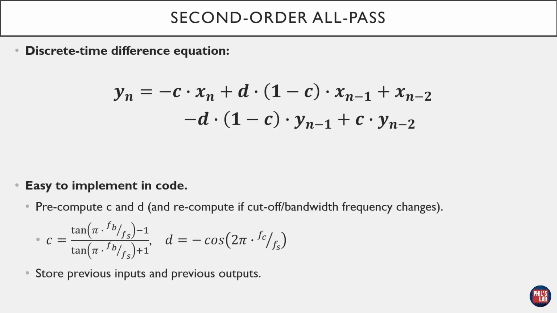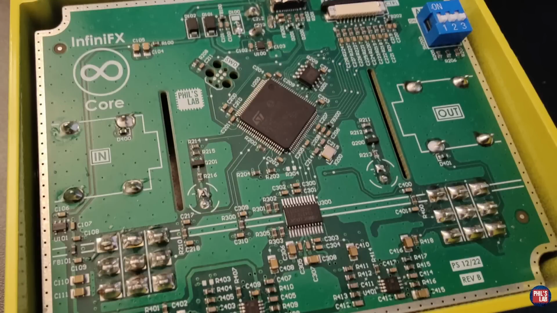Going again from the discrete time transfer function, we can arrive at a discrete time difference equation, which is the equation given here. Again, we have two different filter coefficients, C and D, and we need to store more input and output terms because this is a higher order system. But we'll see how to implement that later on. All we're doing is pre-computing our coefficients and recomputing them on the fly if the cutoff and/or bandwidth frequency changes, and we're storing previous inputs and outputs and then simply doing addition and multiplication. That's it. Now let's move over to the actual implementation.